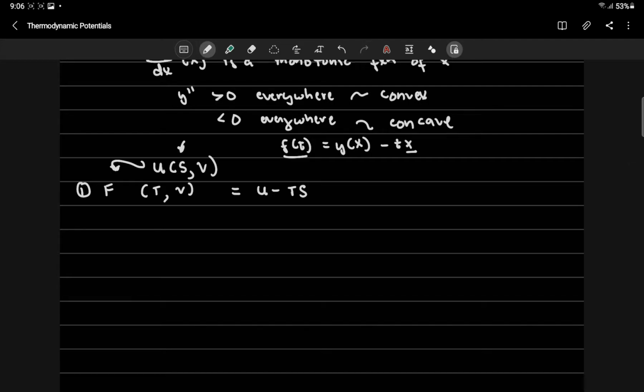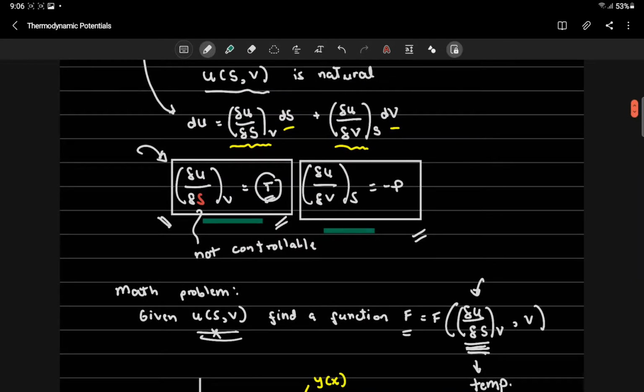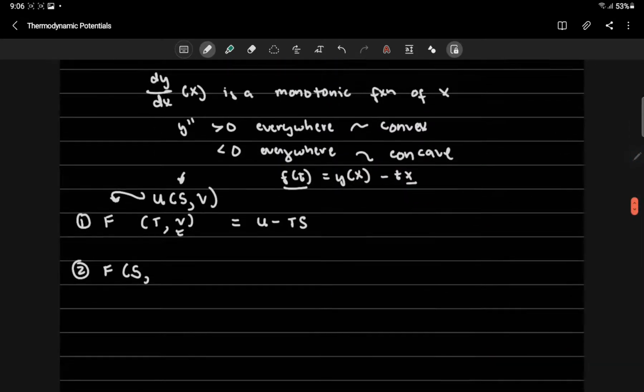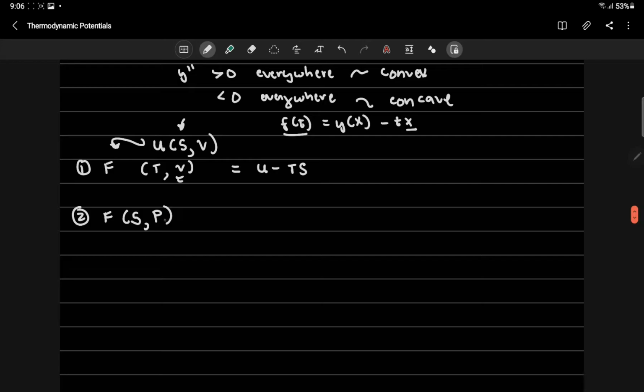Okay? So gawin ulit natin yan. Number 2. We wanna find a new function, pero this time, hindi natin gagalawin si S, ang gagalawin natin si volume. Okay? Si volume ang gagalawin natin this time. But that variation in volume is equivalent to pressure. So, P ang ilalagay ko doon. Okay? So, F as a function of S and P now. Sundan pa rin natin yung formula. Ano ba yung function natin y of x? That's still the internal energy. Minus the slope.